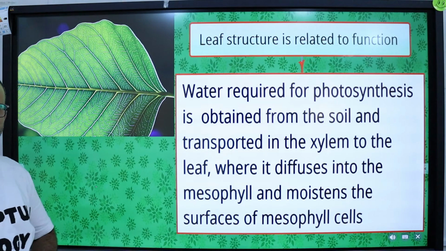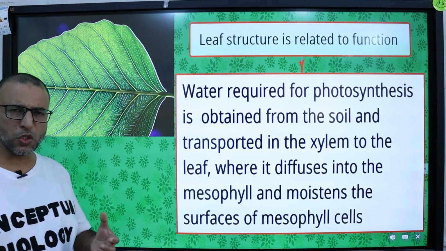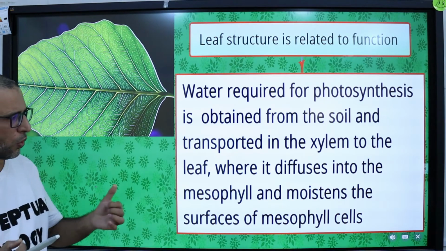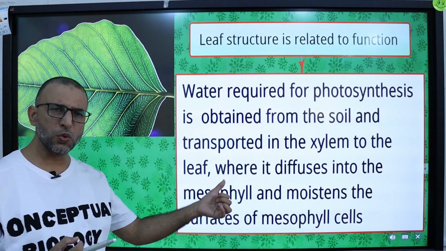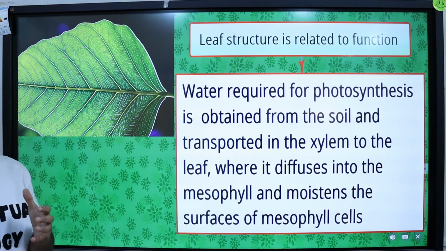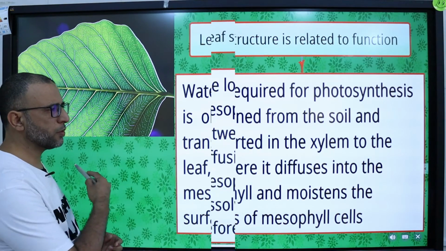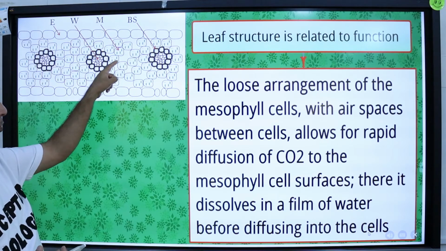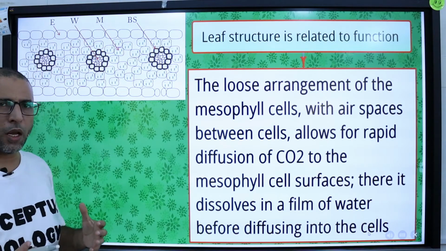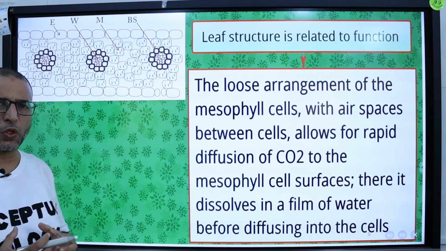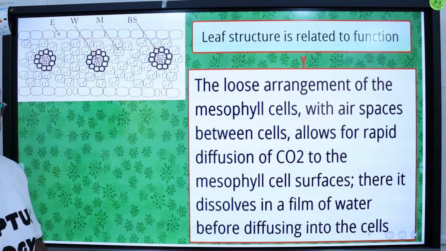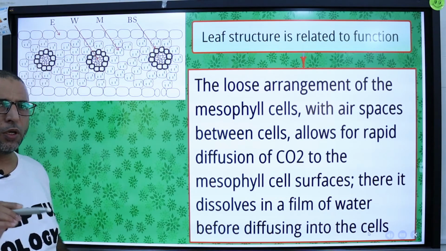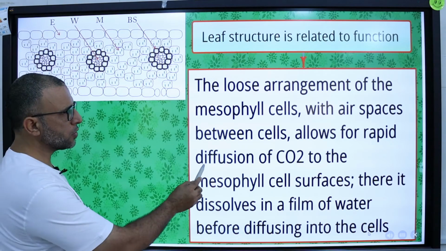Water is required for photosynthesis, and water is obtained from soil and transported in the xylem to the leaf, where it diffuses into the mesophyll and moistens the surfaces of mesophyll cells. The loose arrangement of mesophyll cells with air spaces between the cells allows for rapid diffusion of CO2 to the mesophyll cell surface, where it dissolves in a thin film of water before diffusing into the cells.